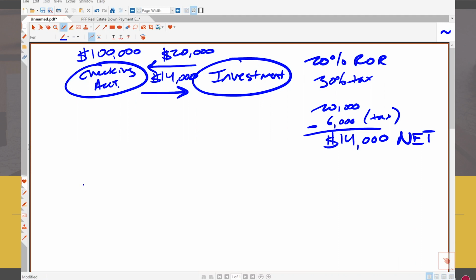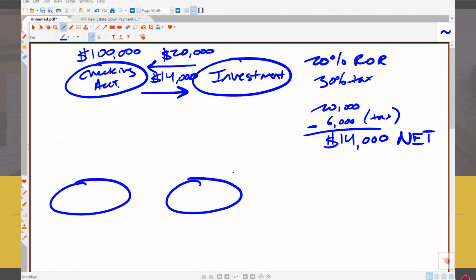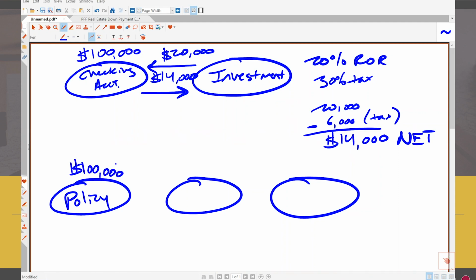So if I go down here, all I'm going to do is essentially add one more bubble to this, one more entity to this plan. Instead of building up money in a checking account to take advantage of opportunities, or a savings account or a CD or something more typical at a bank, what we're going to do is build up $100,000, not in a checking account, but in a policy over a few years, assuming it took a few years probably to do both the checking account and the policy.